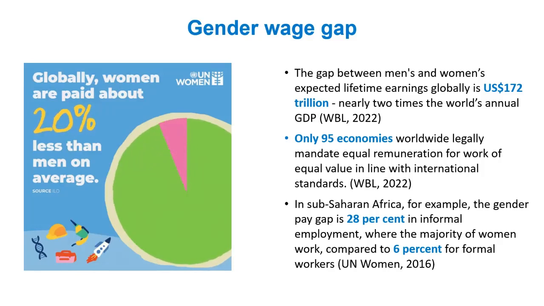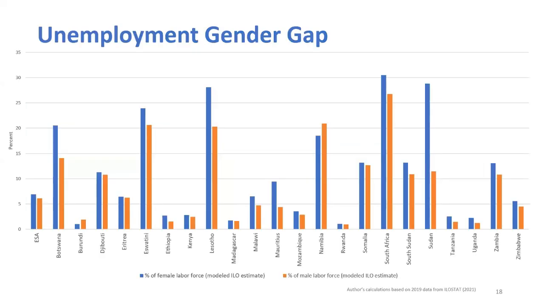And from the World Bank data, we see that only 95 economies around the world legally mandate equal remuneration for work of equal value in line with international standards. There's still much to do here. In sub-Saharan Africa, for example, the gender pay gap is 28% in informal employment, where the majority of women work, compared to 6% in formal employment.